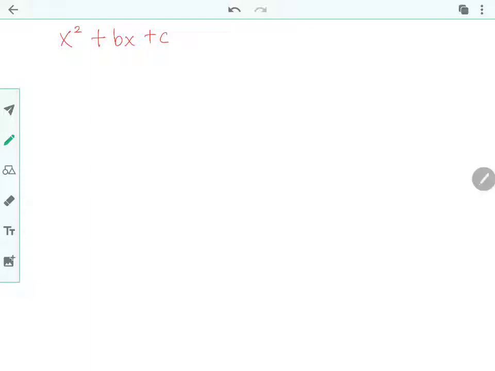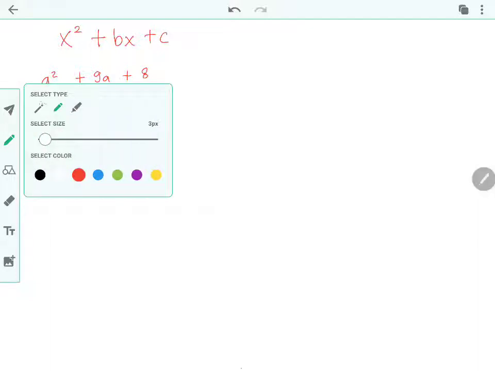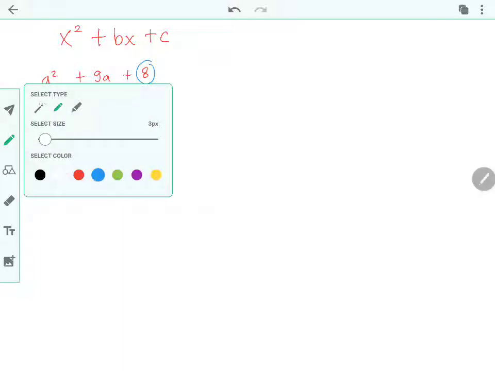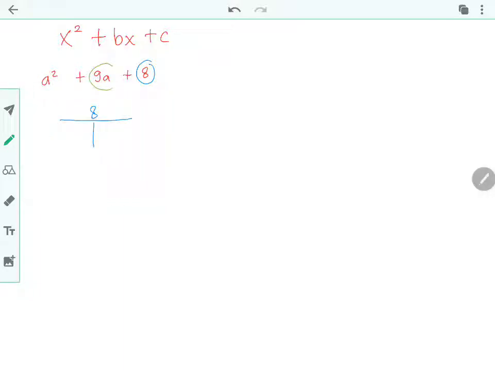Okay, for example, let's say I have a squared plus 9a plus 8. Okay, so what should we do here? Now we need to look at the last term here, this 8. Now if you have this 8, you need to factorize this 8. So the sum of the factors will be equal to 9a.